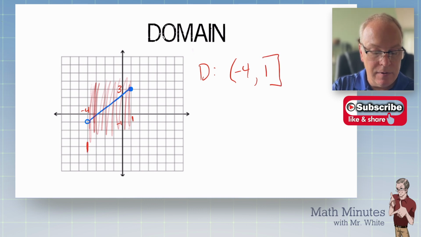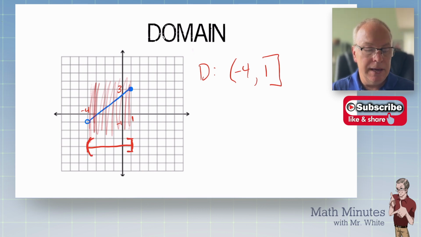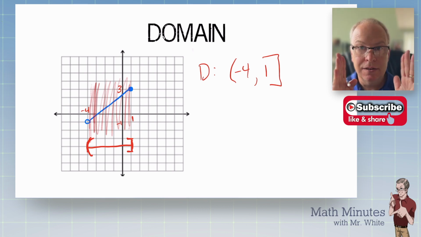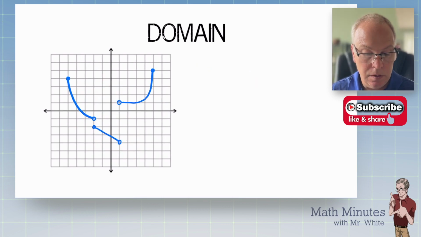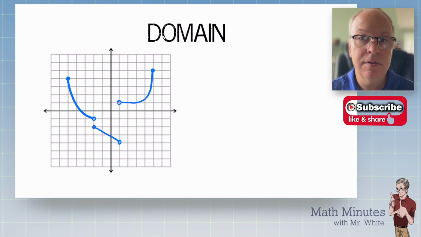You see how the graph goes from here to here, but it's got an open circle. So it ends up being kind of like that. It's how far left, how far right does the graph go? That's the domain. Easy peasy. How about this one? Again, pause the video. How far left, how far right? Are there any values that get skipped?